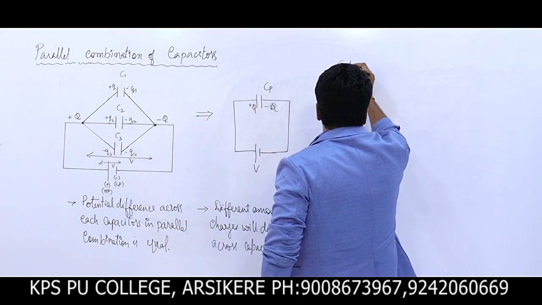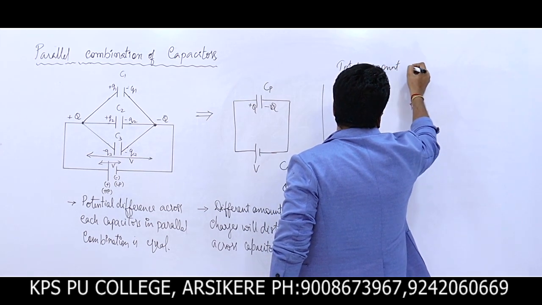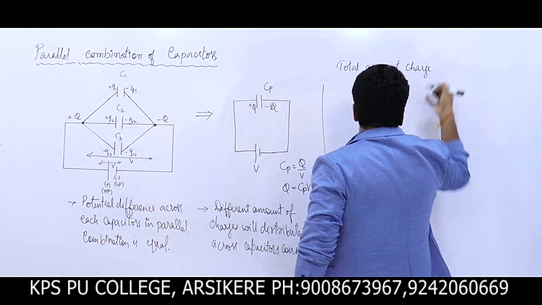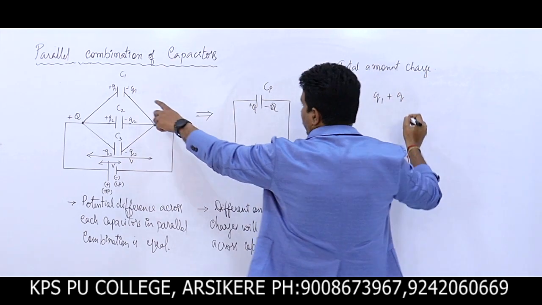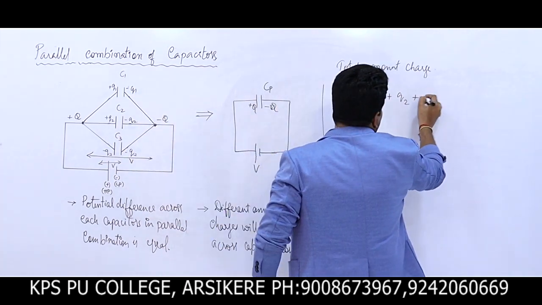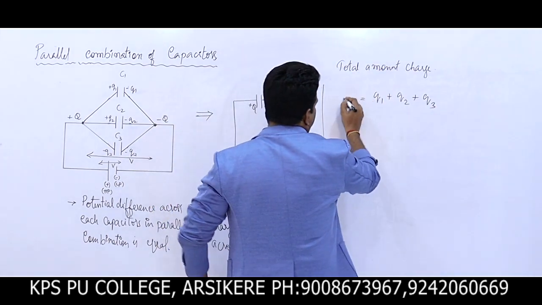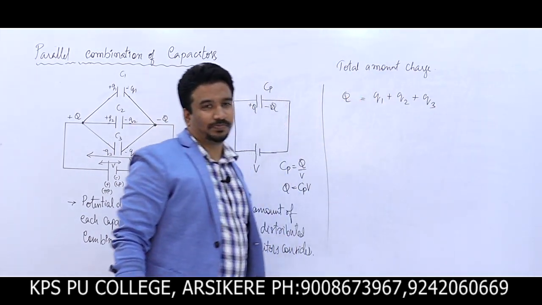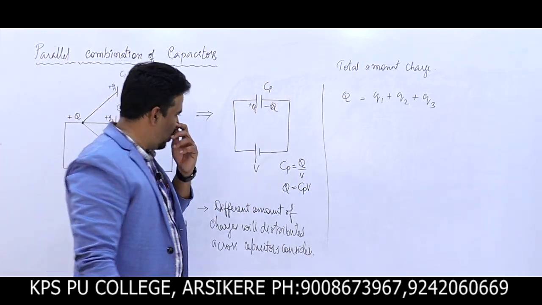Now, the total amount of charge. How much is the total amount of charge distributed to the capacitors? For this capacitor Q1, this capacitor Q2, and this capacitor Q3. And this is the total charge, which should be equal to the total charge Q. Am I clear with this? Okay, now we will substitute.